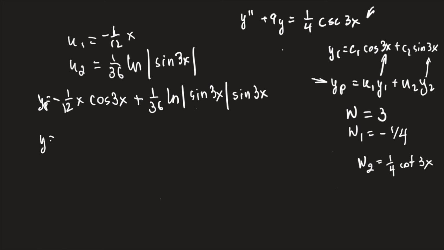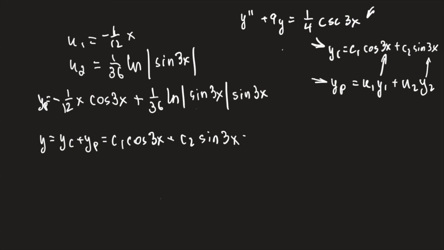Finally, the general solution would just be the sum of y sub c plus y sub p, which is y sub c, which is here, c1 cosine of 3x plus c2 sine of 3x, plus my y sub p, negative 1 over 12 x cosine of 3x plus 1 over 36 sine of 3x ln of sine of 3x.